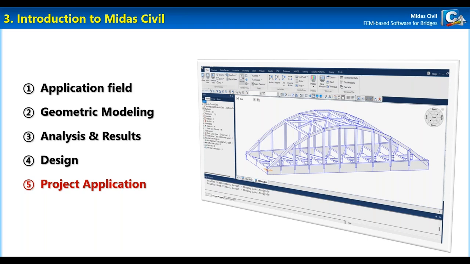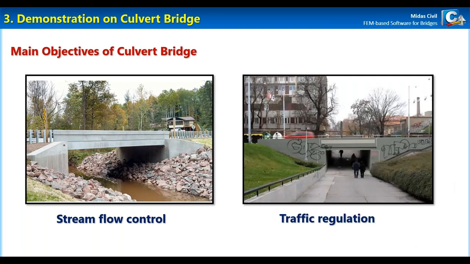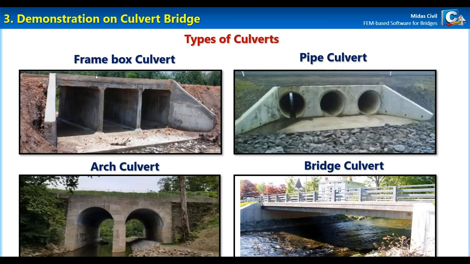We are going to learn how to design a 3D culvert bridge in Midas Civil. Many companies in Central Africa wanted to know how we can do it easily in Midas Civil. That's why I provide this section specifically for the 3D culvert bridge. The types of culvert bridge we can design in Midas Civil are frame box culvert, pipe culvert, arch culvert, and bridge culvert.